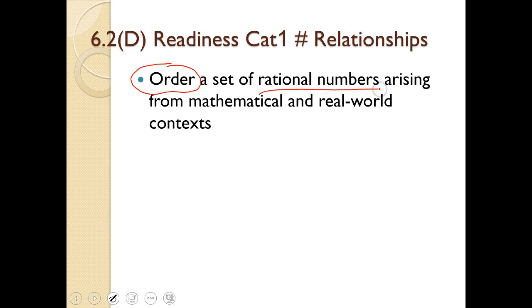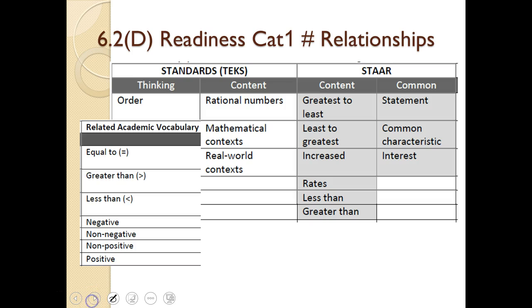Rational can be fractions, could be decimals, could be positives, could be negatives, as they arise for mathematical and real-world contexts. Here are some of the vocabulary you can see in this TEK. Today we're going to focus on, again, the word order. We're going to look to see if they want us to do it greatest to least or least to greatest. Don't let them trick us up on the simple stuff. And again, it's going to be just our rational numbers, those fractions, decimals, percents, positives or negatives.